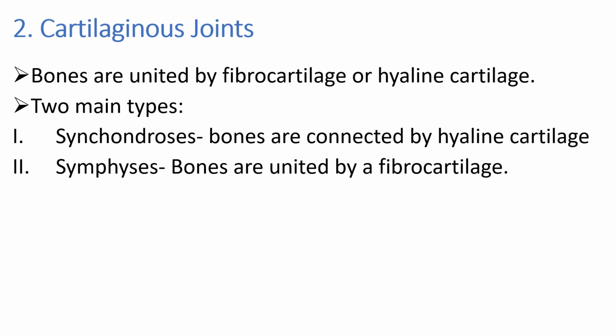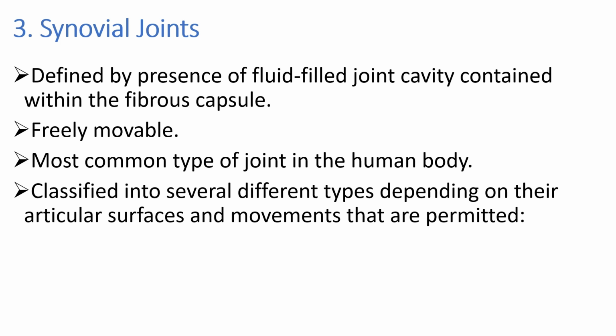There are two main types. So we have the synchondroses. These are bones that are connected by hyaline cartilage. Then we have symphyses, which are bones that are united by fibrocartilage. An example here is the symphysis pubis.